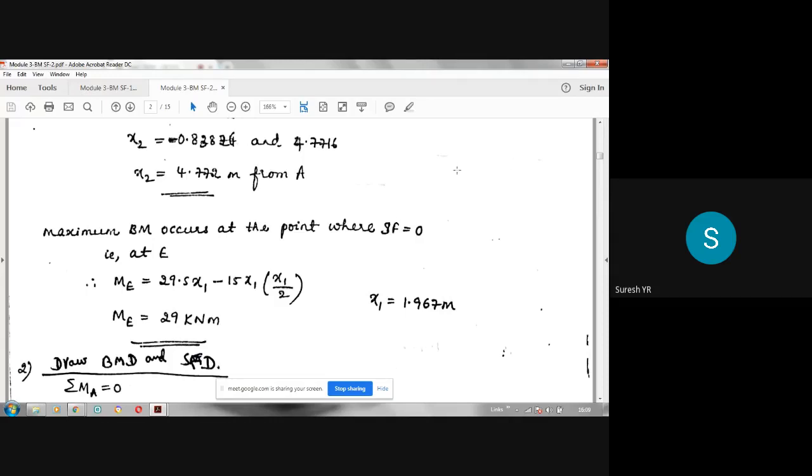Sign convention you should understand clearly. For bending moment, whether it is the left side or right side of the section, upward forces give positive bending moment, downward forces give negative bending moment. That means upward forces give sagging bending moment, downward forces give hogging bending moment. When you come to shear force, if you are taking the left side of the section and calculating shear force, you have to take upward forces positive, downward forces negative. If you are taking the right side of the section, downward is positive, upward is negative. This is the sign convention I had explained.